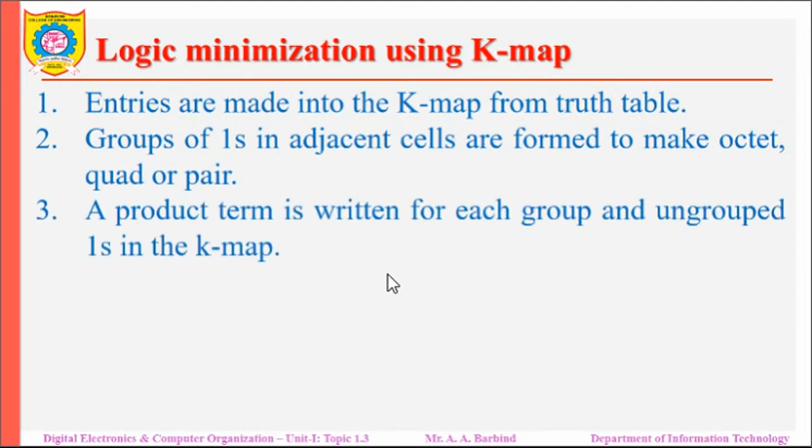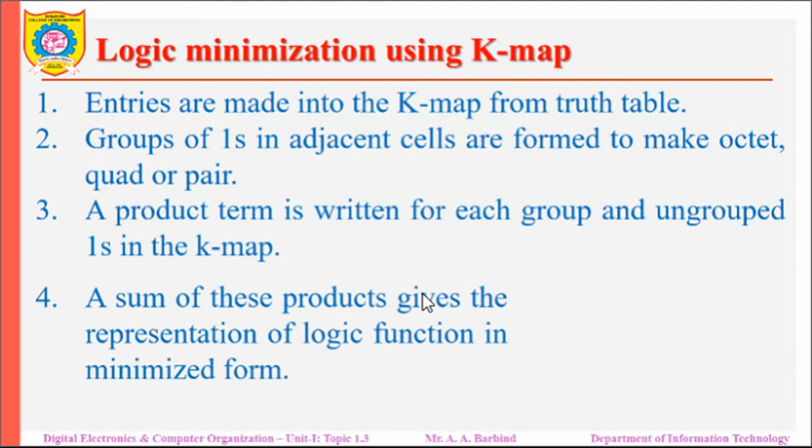A product term is written for each group and ungrouped ones in the K-map. A sum of these products gives the representation of the logic function in minimized or reduced form.